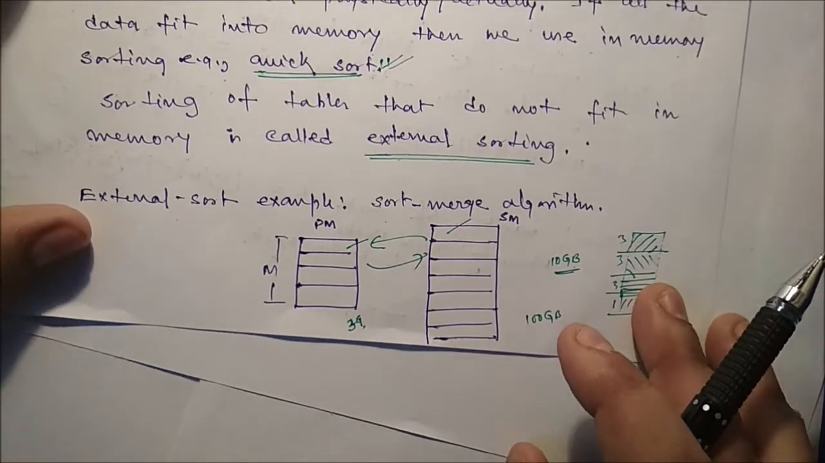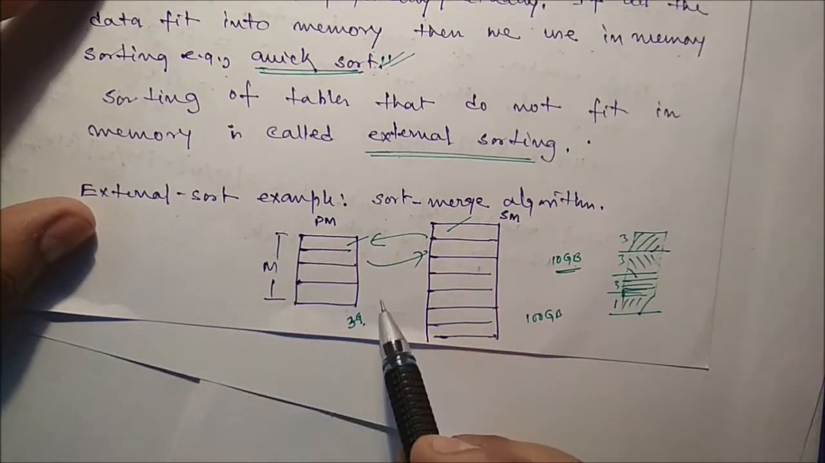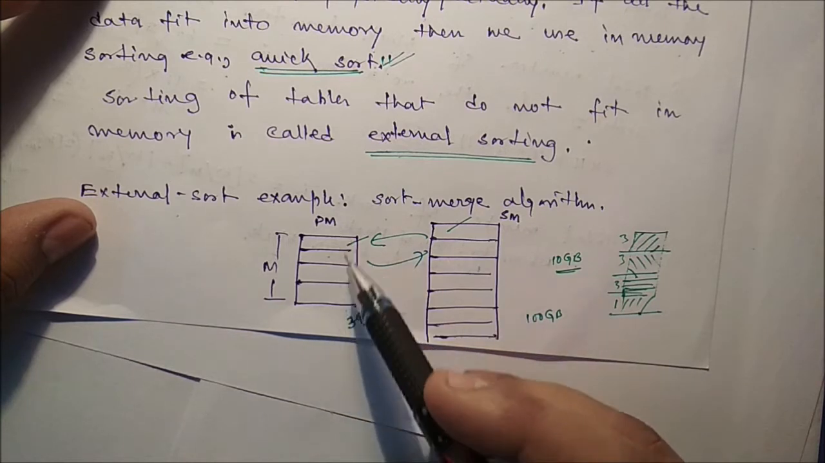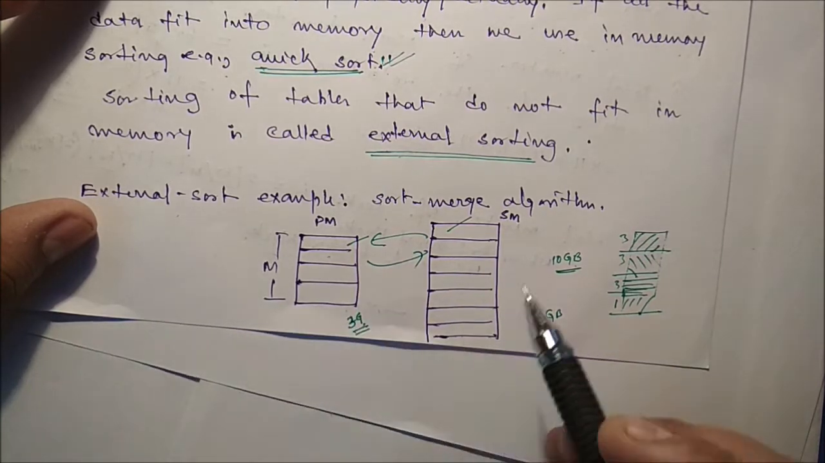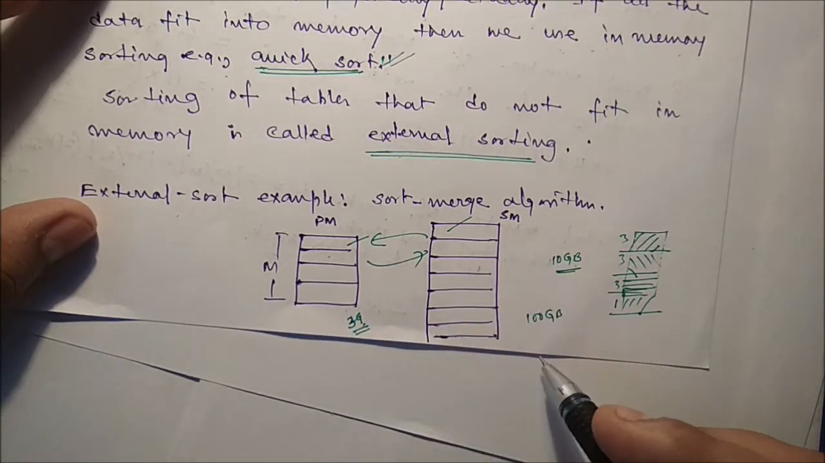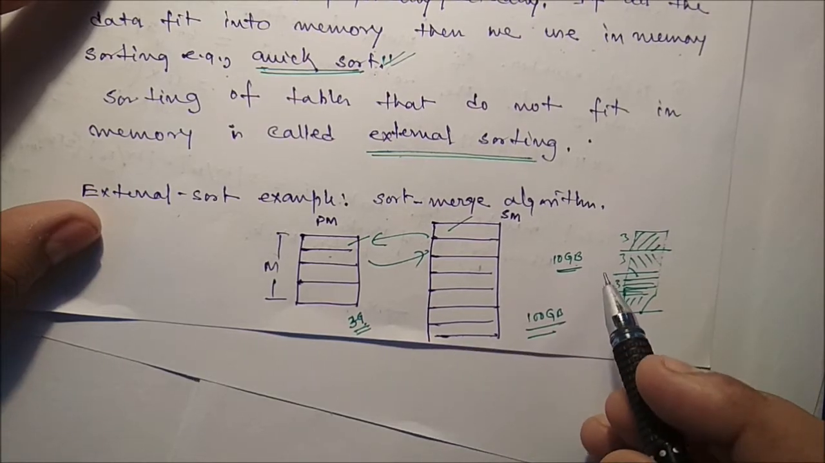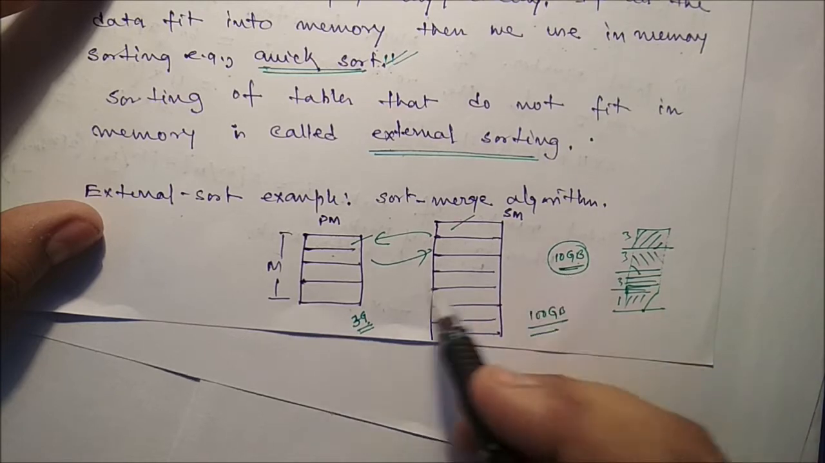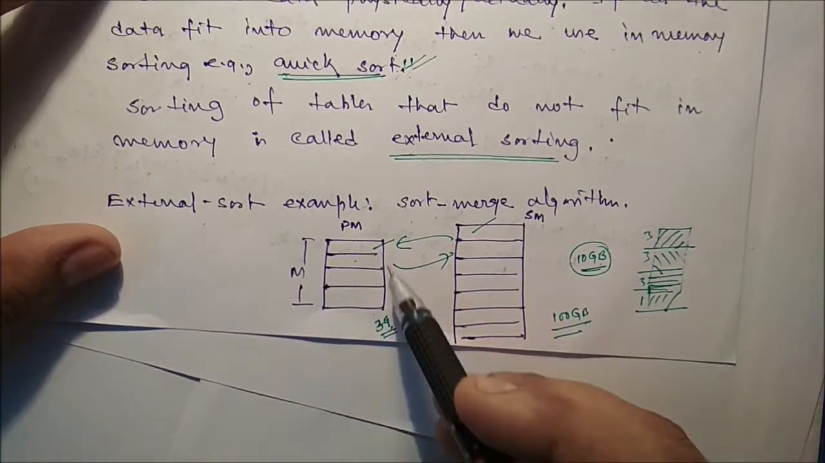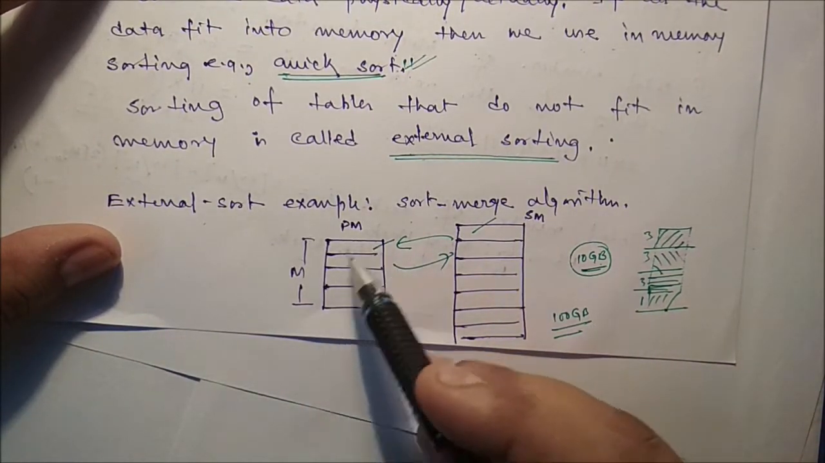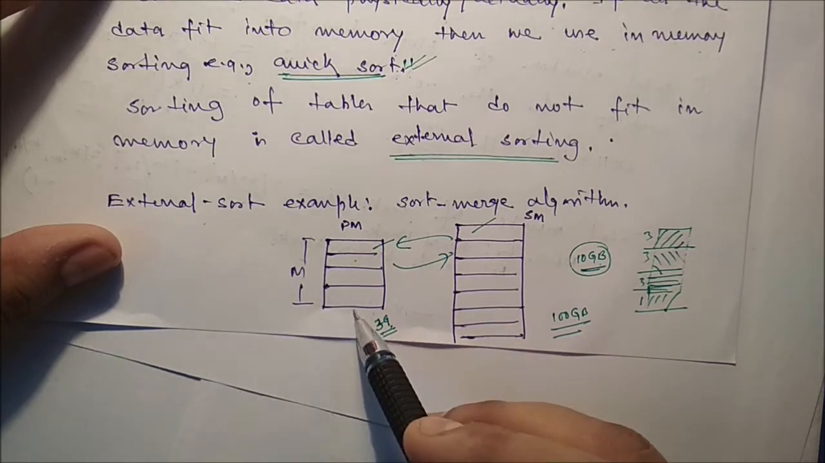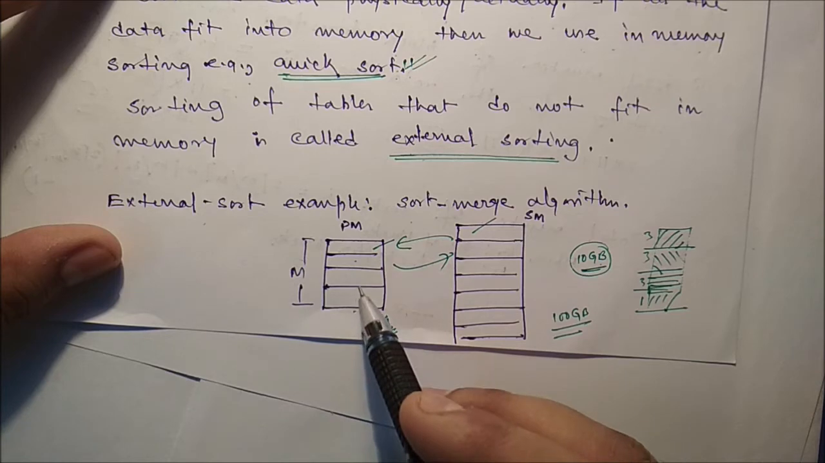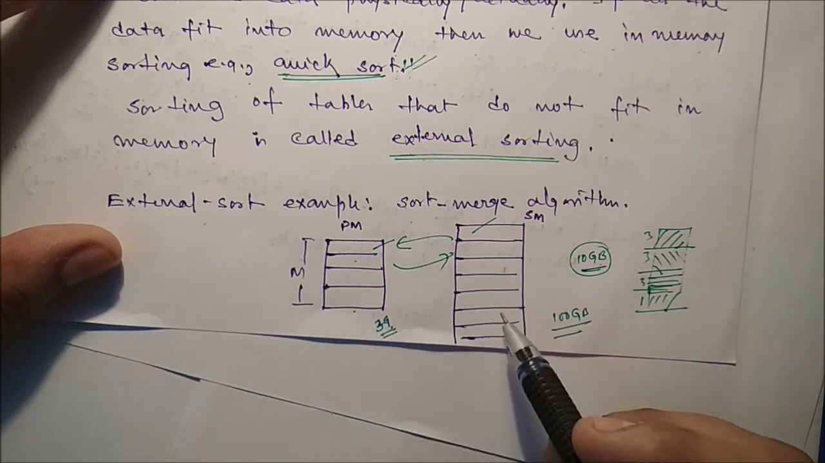Suppose this is our memory arrangement, this is the primary memory and this is the secondary memory. Suppose the size of the memory is 3 GB and the size of the secondary memory is 100 GB. Now we need to sort 10 GB of data. It is not possible to fit 10 GB of data in this 3 GB primary memory. So we can break it into blocks, and here we can break into pages.